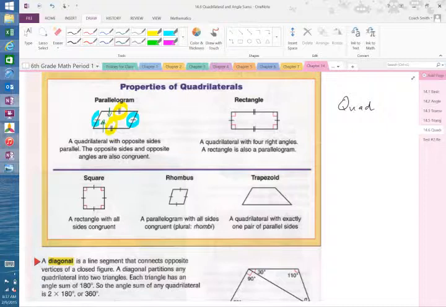All right. A rhombus is a parallelogram with all sides congruent. It is all sides that are congruent, not the angles. Just the sides. If all the sides and all the angles are congruent, then it would be a square. So for a rhombus, the best way to think about it, besides the picture that's drawn right there, is to think of a diamond.